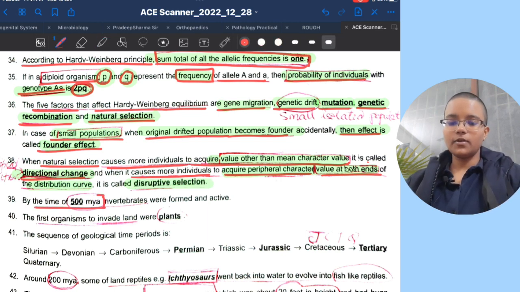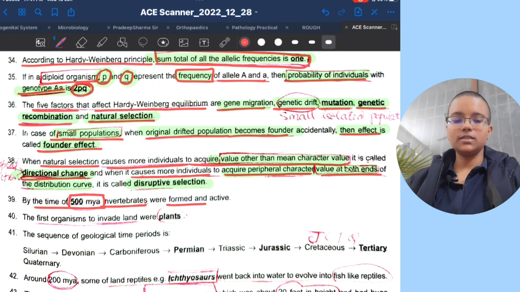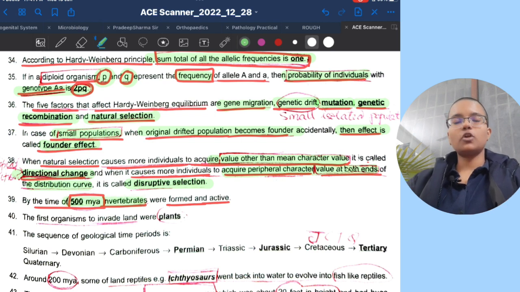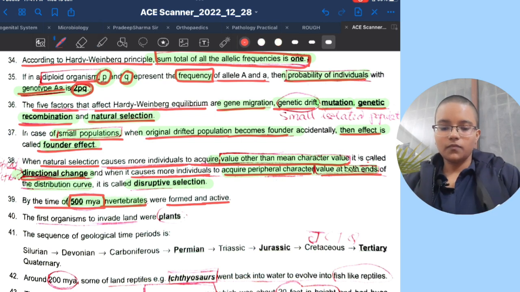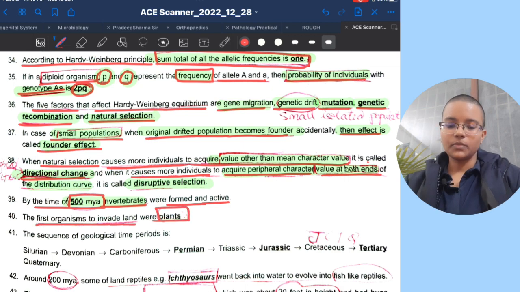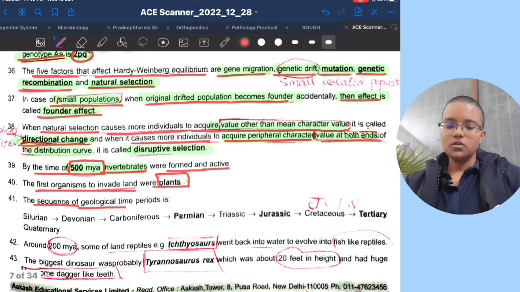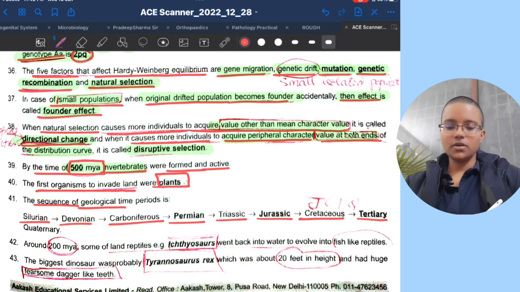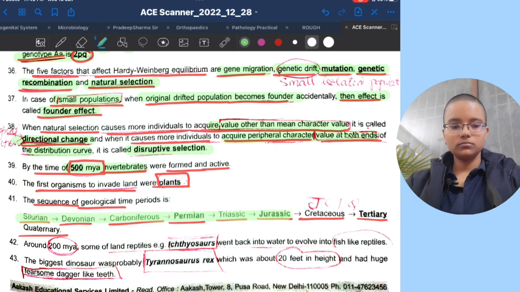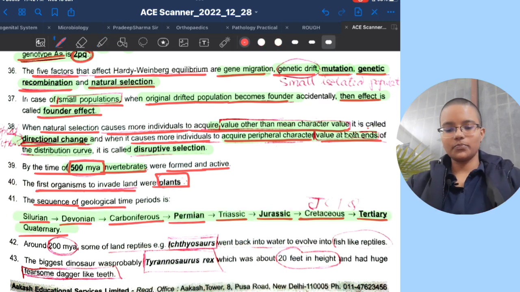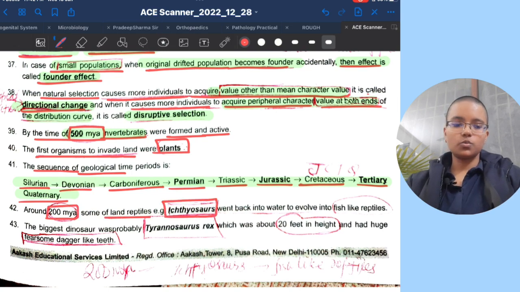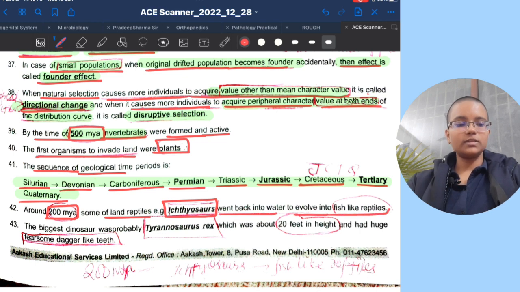Around 500 Mya, invertebrates were formed. The first organisms to invade land were plants. The sequence of geological time periods is Silurian, Devonian, Carboniferous, Permian, Triassic, Jurassic, Cretaceous, Tertiary, Quaternary. Around 200 Mya, some of the land reptiles went into water and evolved into fish-like reptiles, the ichthyosaurs.